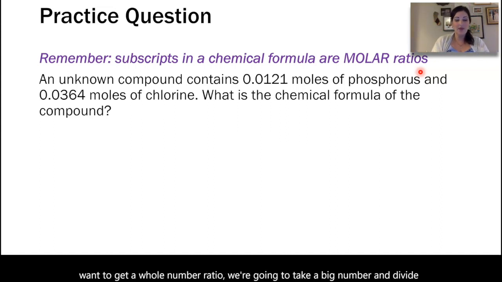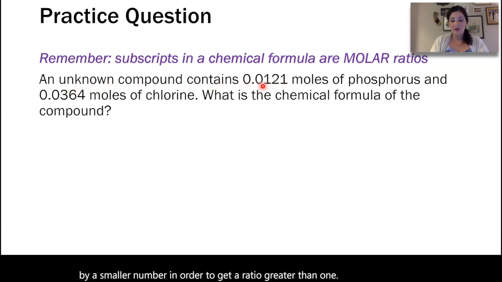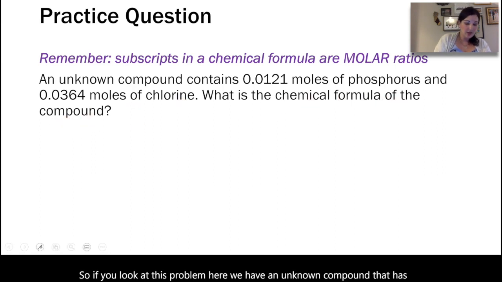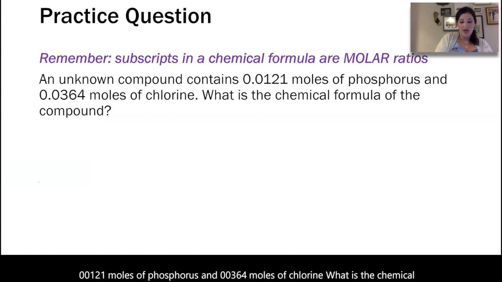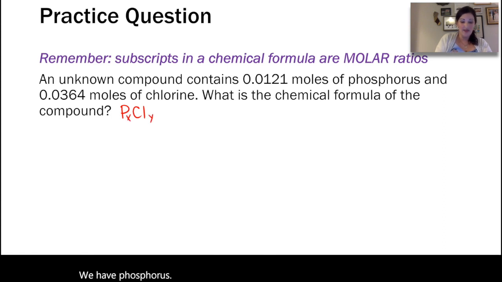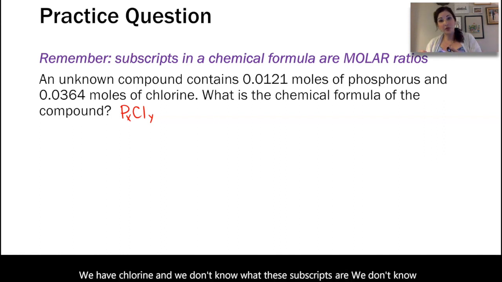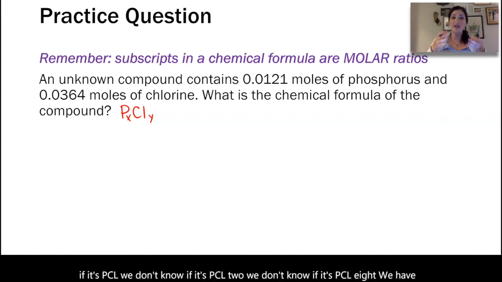Okay, so if we look at this problem here, we have an unknown compound that has 0.0121 moles of phosphorus and 0.0364 moles of chlorine. What is the chemical formula of this compound? So what we're trying to figure out here, we have phosphorus, we have chlorine, and we don't know what these subscripts are. We don't know if it's PCl, we don't know if it's PCl2, we don't know if it's PCl8. We have no idea, right? Because a covalent compound does not rely on charges. There are no charges. There's no ions in a covalent compound.